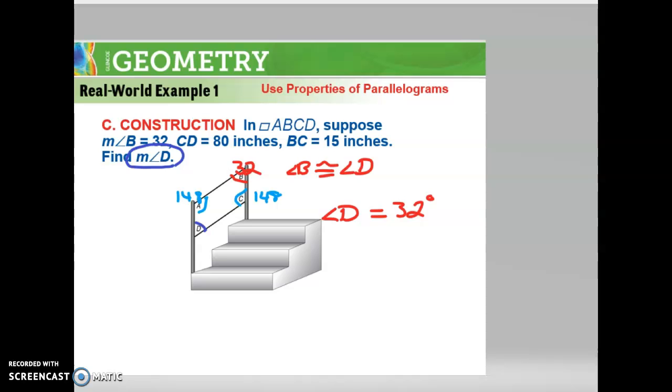And then what we learned from the last thing is that all four angles are going to be, because it's a quadrilateral, equal to 360 degrees. That's just a little bit of review of what we talked about in 6.1.